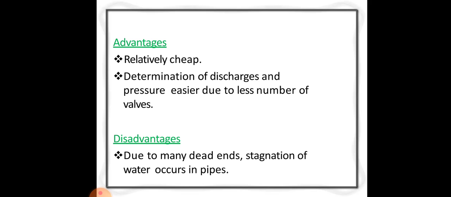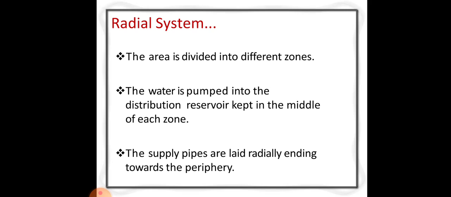Another disadvantage is that in the case of repair of any of the pipe sections in this system, the whole of the portion beyond that point to the end will have to be cut off completely. So this is another disadvantage. And also the discharge available for firefighting in the streets is limited in the case of a dead end or a tree system. Now coming to the next type, that is the radial type or a radial system.